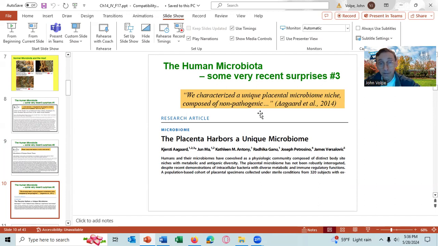female reproductive system. But the placenta has a unique normal microbiota, which only occurs when the female is pregnant, the placenta. And when the female is pregnant, the placenta has a unique microbiome, which is found nowhere else in the human body. Any question about any of that?